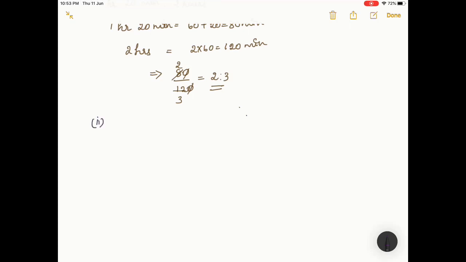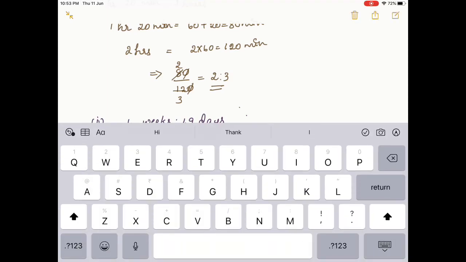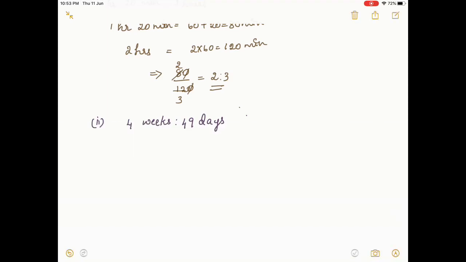Okay, it's given us 4 weeks is to 49 days. So in all these cases you can see that the units are different. You need to convert it and make them equal, then solve it. Okay, 4 weeks and 49 days. So it's better to either convert 4 weeks into days or 49 days into weeks. So let me do it directly.